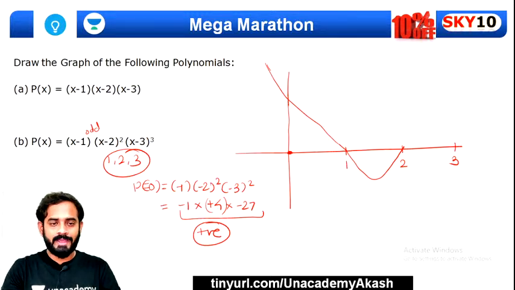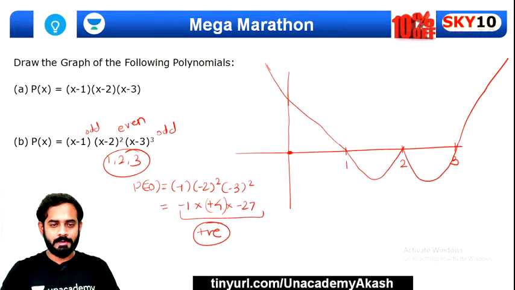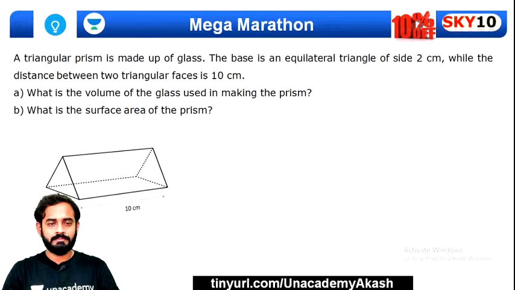Here the power of (x-2) is even. If the power of (x-2) is even, it will rebound from the x-axis like this and come back to 3. And if the power of (x-3) is odd, the graph will again cross the x-axis, change its direction and go like this. So this is the answer. I hope you understood this part. There is no doubt over here. Okay, chalo. Let's move to the next question now.